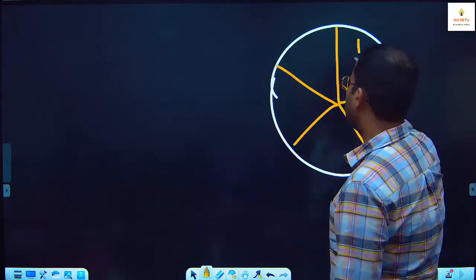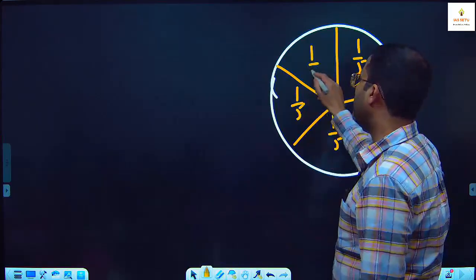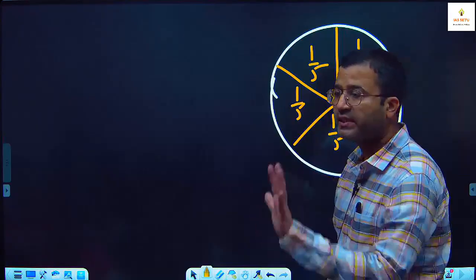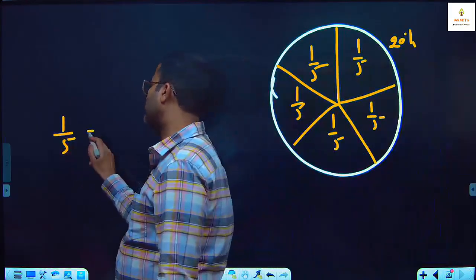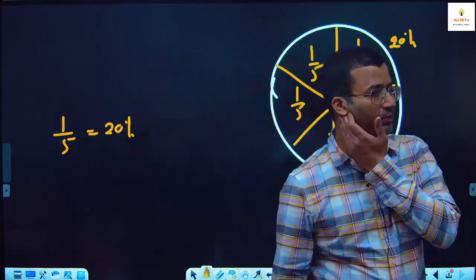So here it is 1/5, 1/5, 1/5. Each part is 1/5. And here in percentage, 100% divided by 5 is 20%. So this fraction value 1/5 is 20%, or 20% is 1/5 directly.